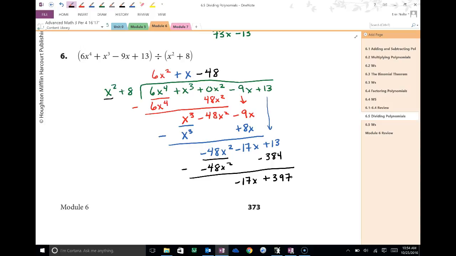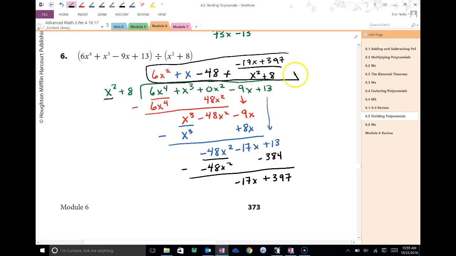Okay, so what am I left with here? Negative 17x plus 397. That's the remainder. So I put a plus sign, remember, in the middle of it. Don't forget the plus sign, because they're each terms. And then I do negative 17x plus 397 over the divisor of x squared plus 8. Wasn't that awesome? That's good stuff.